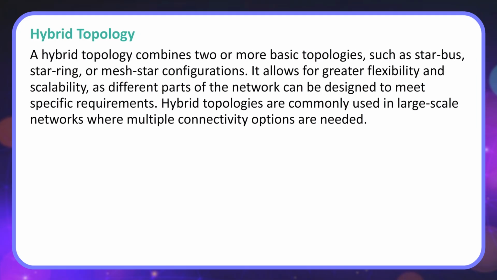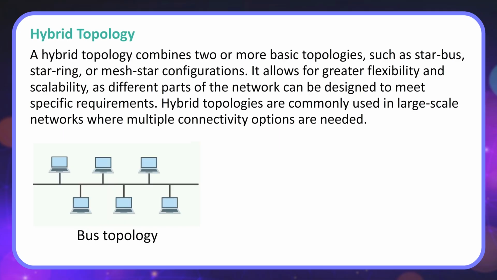Hybrid topology. A hybrid topology combines two or more basic topologies, such as star-bus, star-ring, or mesh-star configurations. It allows for greater flexibility and scalability, as different parts of the network can be designed to meet specific requirements. Hybrid topologies are commonly used in large-scale networks where multiple connectivity options are needed.